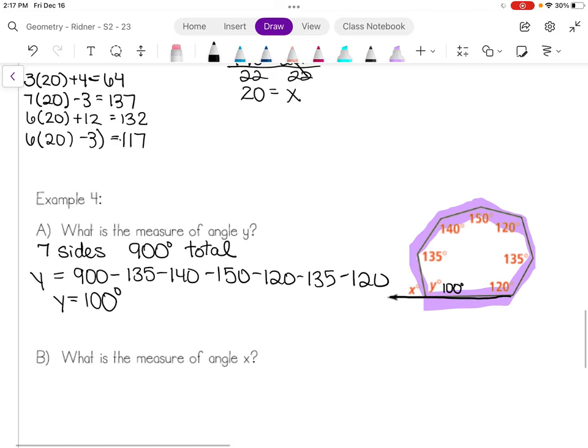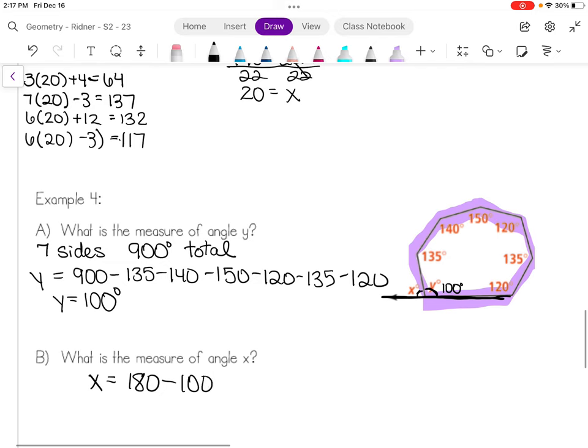Now, think about this. This is a straight line here. If this is 100, that has to be the rest of it to make 180. So x has to equal 180 minus 100, which is 80 degrees.